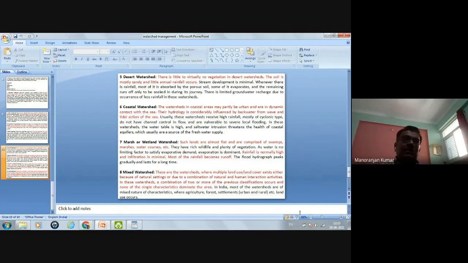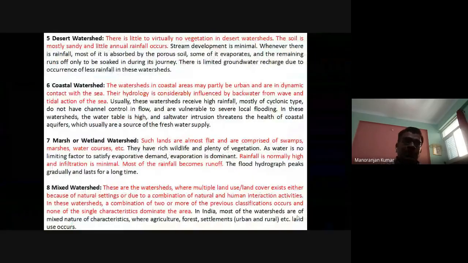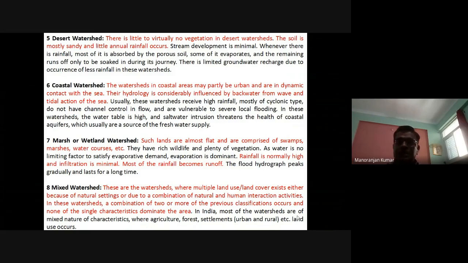Now the other type of watershed is the mixed watershed. Okay, so mixed watershed means in this type of watershed there will be a mixture of two watersheds or more than two watersheds. Like in the mixed watershed, desert watershed as well as marshy watershed, these two combinations will be there. The agriculture watershed and mountainous watershed may be there. Okay, so there will be the combination of two or more watersheds. That is the mixed watershed.